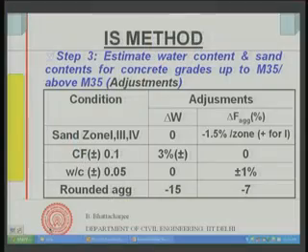grades, higher than M35, M40, M50 etc., what we do? We find out the water content and sand content for the condition that we have zone 2 sand, water cement ratio equal to 0.35, compaction factor 0.8 and crushed coarse aggregate. For the given MSA, we find out the water content. Then we do the correction or adjustment in the water content according to this table as I just explained. By doing this I have now found out the water content, and the percentage of sand in the total aggregate.